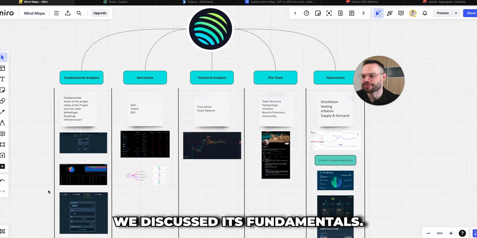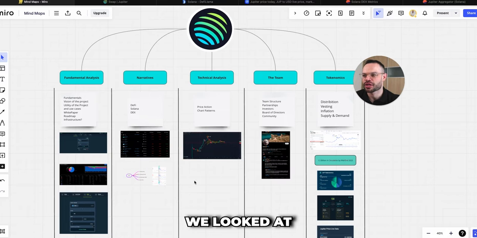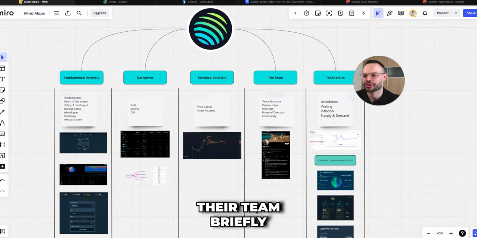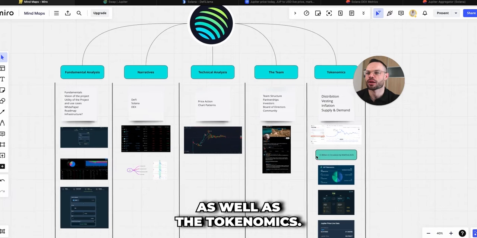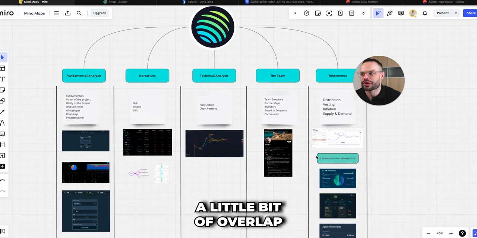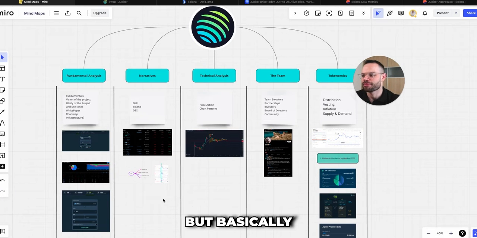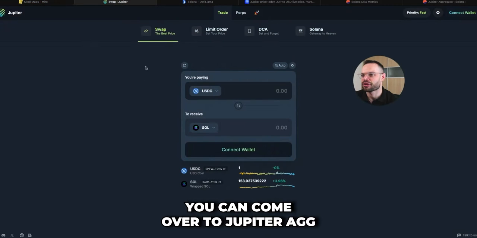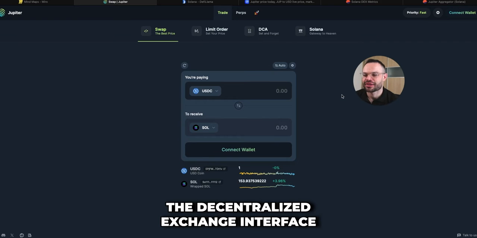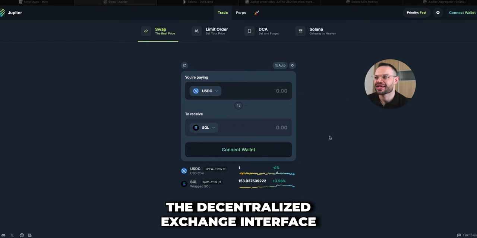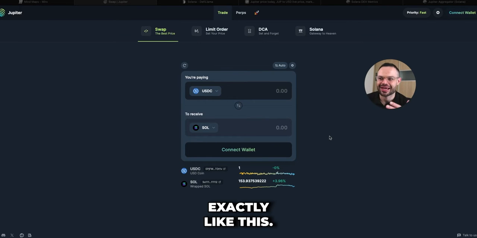We discussed its fundamentals. We looked at the different narratives. We looked at the technical analysis. We looked at their team briefly, as well as the tokenomics. We're going to be doing a little bit of overlap with some of this stuff again here, but basically at a very fundamental level, you can come over to jupe.ag and you will be met with the decentralized exchange interface that is Jupiter, which looks exactly like this.